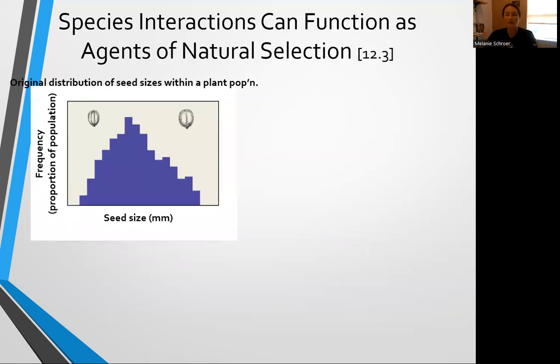Oops, sorry. So what we can see here is the original distribution of seed sizes within a random plant population. So most of them are this size, but then you have some that are a little bit smaller, some that are a little bit larger. Okay, these seeds here, the bigger ones, have a really thick seed coat. They're really big, and they're going to be really difficult for birds to actually break the seed coat. Okay, and so the birds, as a result, this species of bird is going to eat the smaller seeds because they're a lot easier to break down and to actually digest.